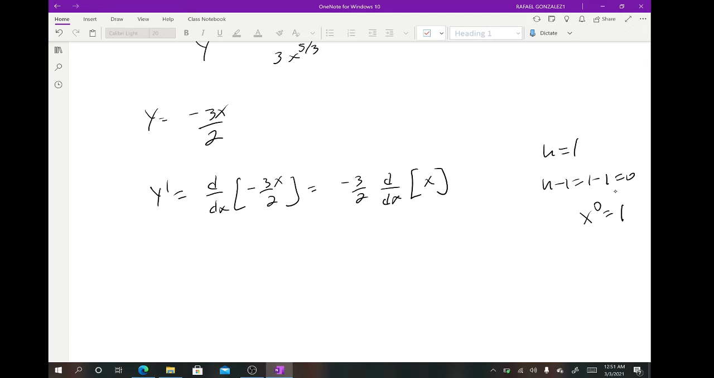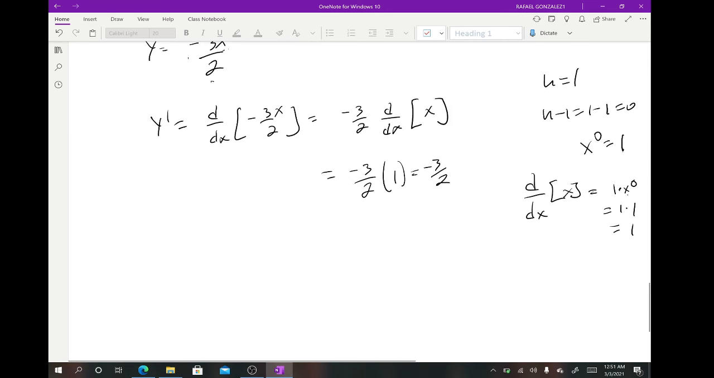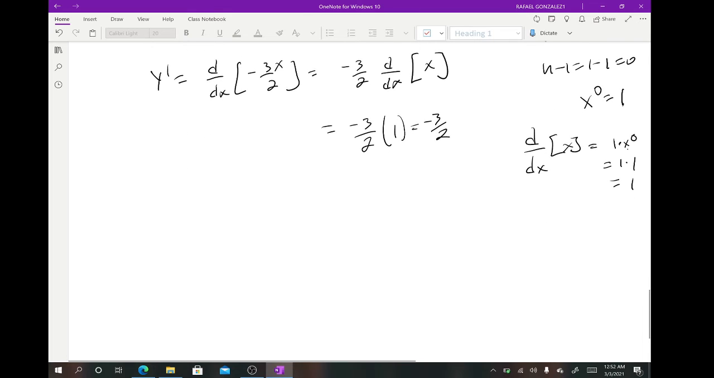So what we have here on the inside, d dx of x, is simply 1, because that's just going to be 1 times x to the 0, but x to the 0 is 1, so that's just 1 times 1, which is 1. So really what we have here is minus 3 over 2 times 1, which is just minus 3 over 2. So the derivative of negative 3 over 2x is just minus 3 over 2. So simply the x goes away. You could think about it as the x turning into a 1, or as plugging in 1 there, but only when you have x to the power 1.